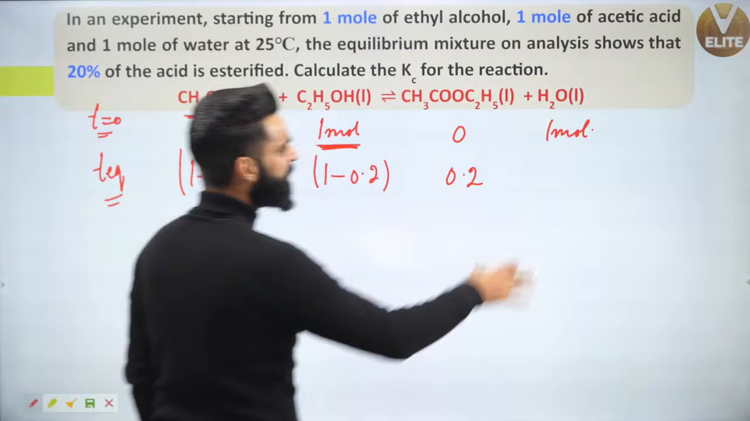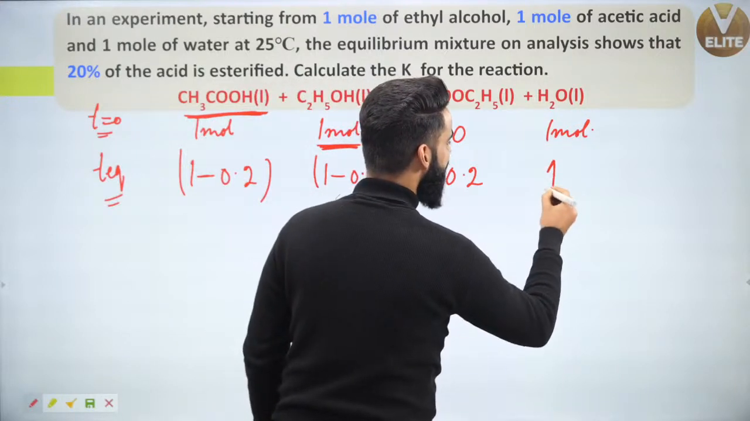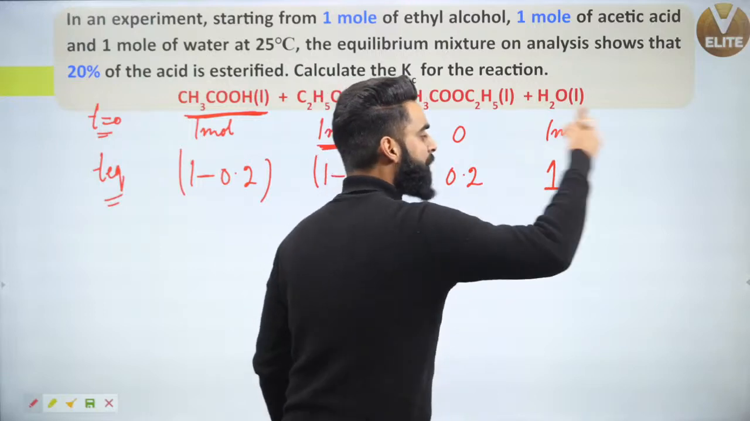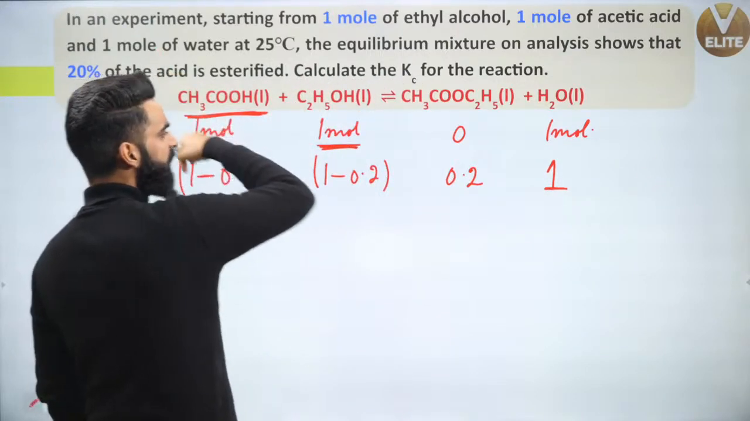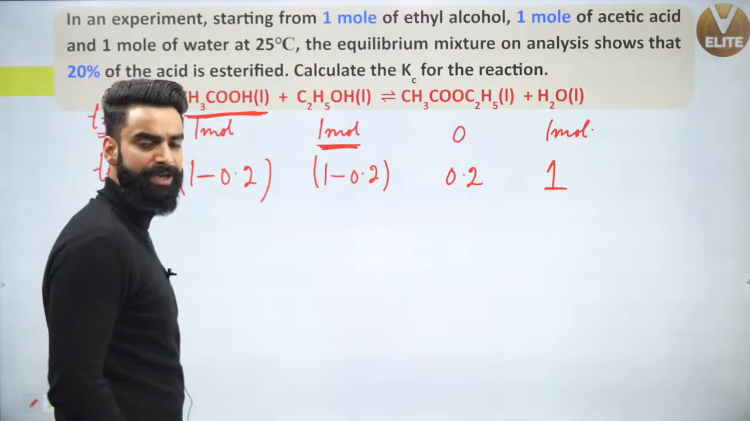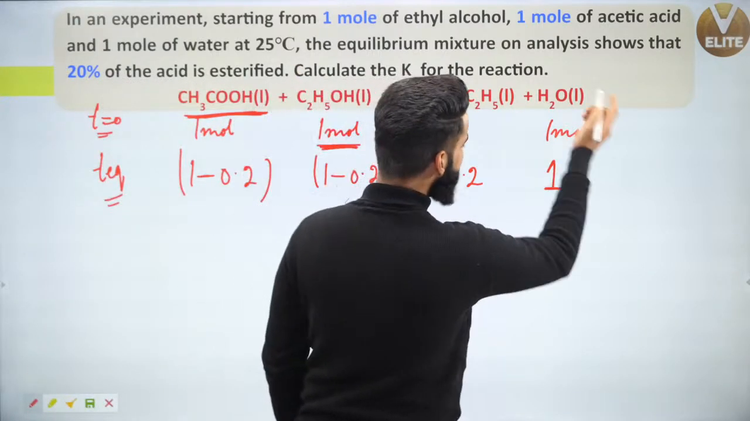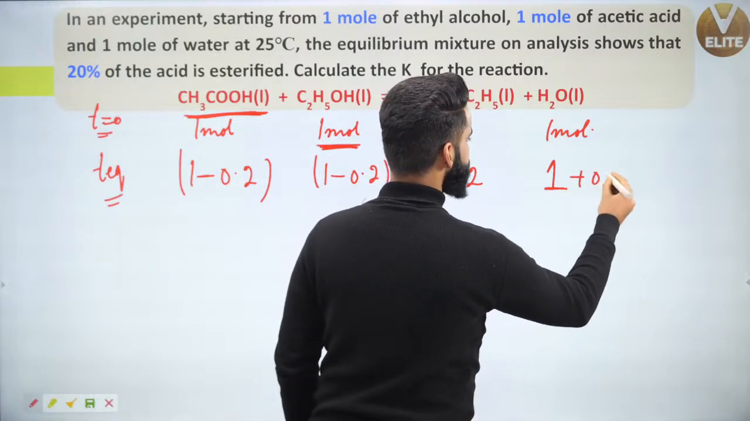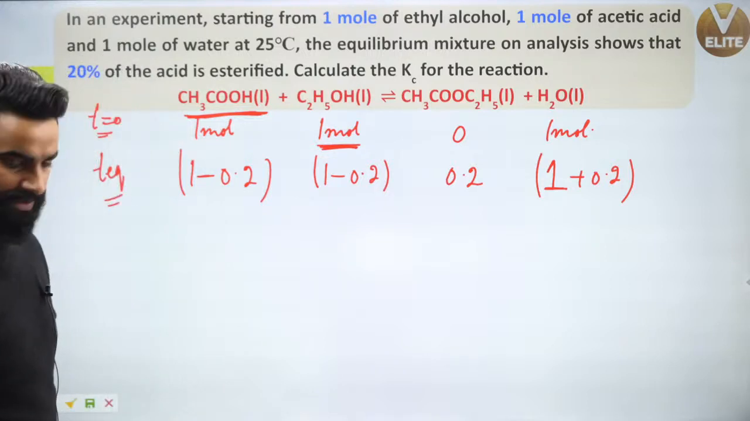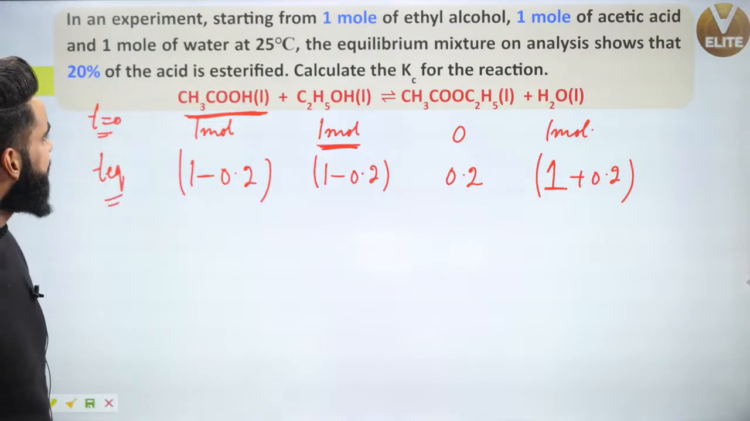And already in the mixture, how many moles of water did I have? I had 1 mole of water in the beginning itself. Now some extra amount of water is getting formed. 1 mole gives me 1 mole of water, so 0.2 moles are going to give me 0.2 moles of water as well. So it's going to be 1 plus 0.2. Very, very simple. Got it? Isn't it clear to everyone?